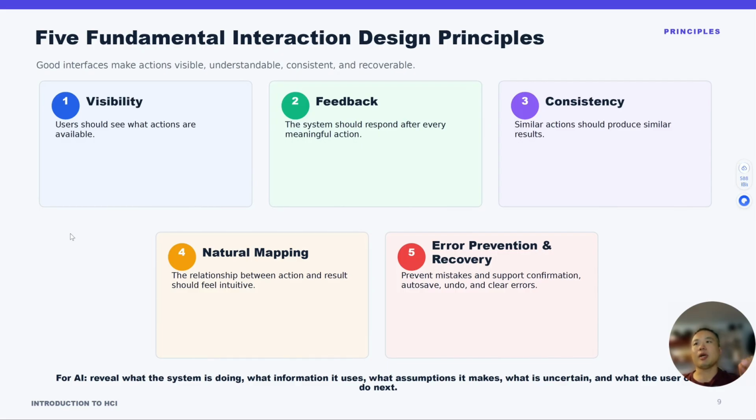Fourth, natural mapping. The relationship between the action and result should feel intuitive. For example, with the volume slider bar, if you move left to right, it means the volume will go higher.